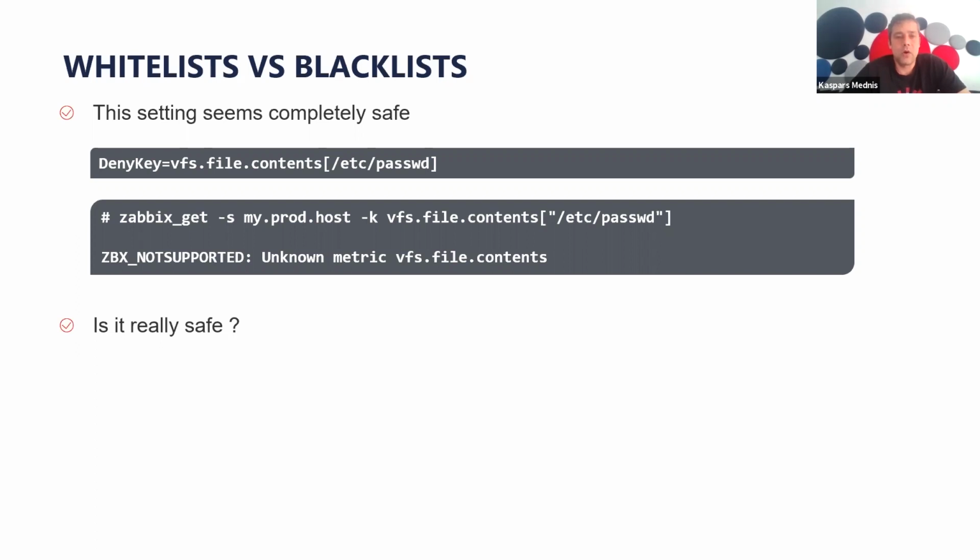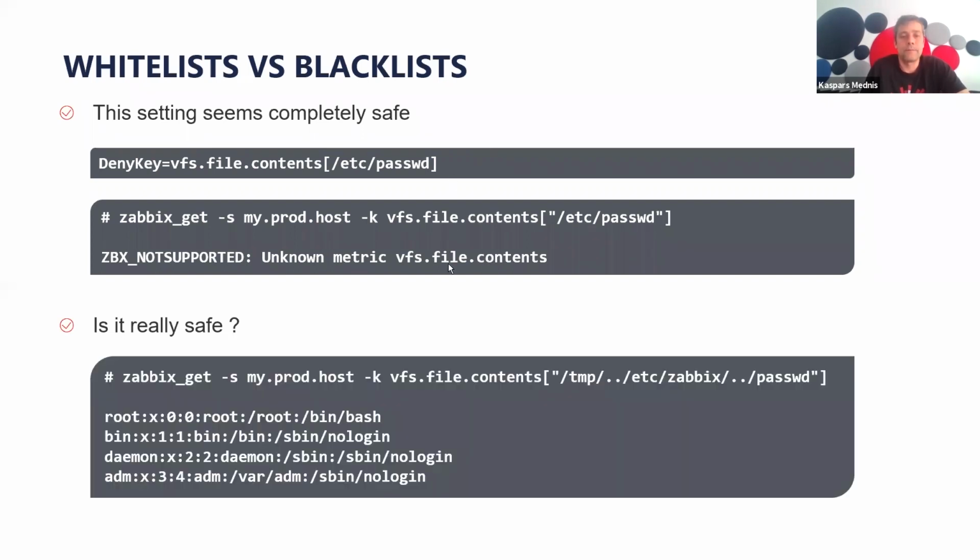So what can go wrong? You can test with Zabbix get. It's denied, so everything is fine. And look here. If somebody is really smart, this path can be written in such a way, going back and forward. You can see that in this path there is no combination of /etc/passwd. So /tmp, /etc, then something else, and then passwd, which means it is completely ignored by this deny key, and actually you are getting back the result.